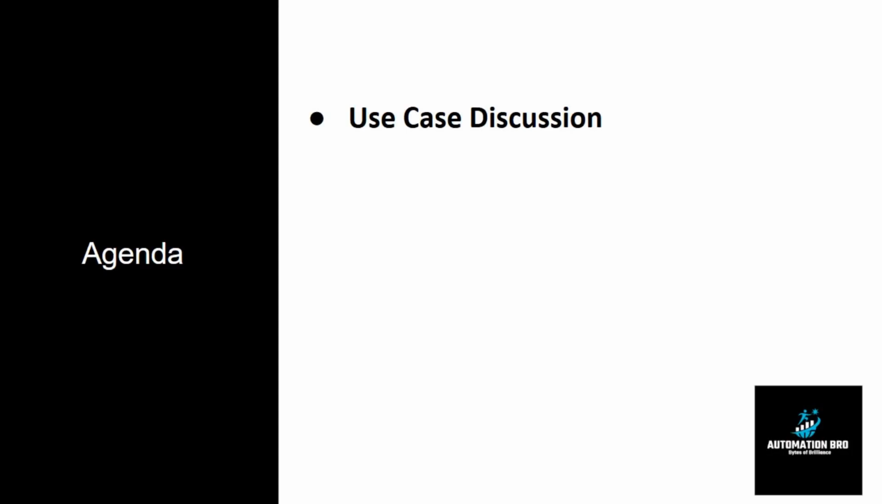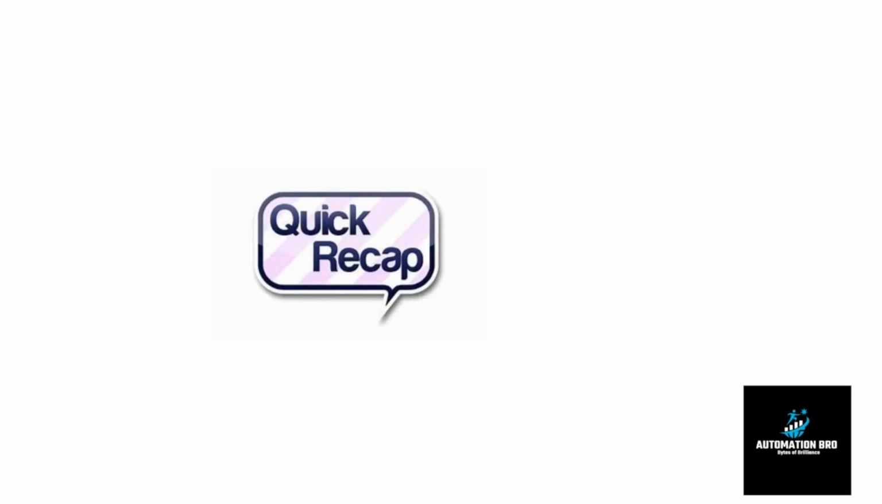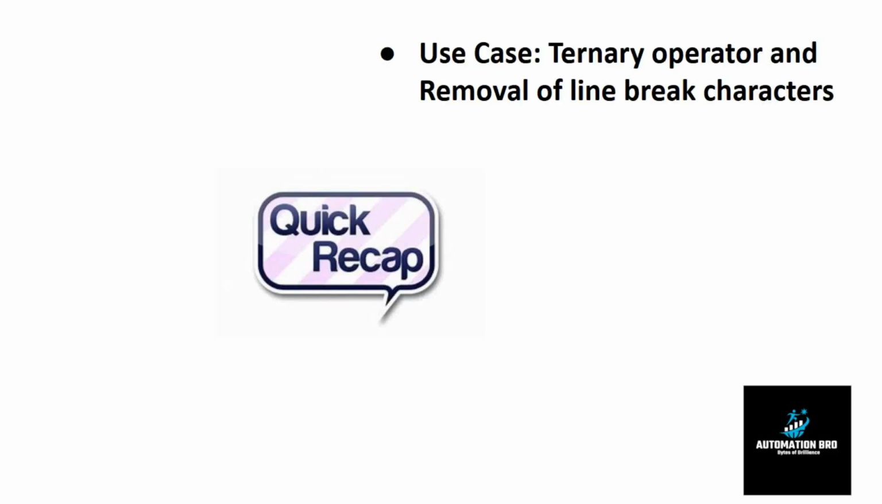Today we are going to continue our discussion on use cases. Before we move into today's session, let's have a quick recap of what we have seen in the previous session. We have seen how to use a ternary operator in a single line without having if and else statements. And also we have seen the removal of line breaker characters from the given requirements, right? So if you have missed it, please go and check our previous session as well.